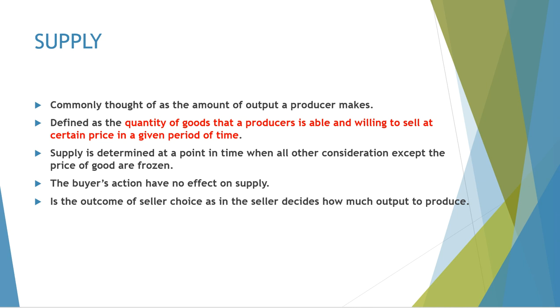It can be defined as the quantity of goods that a producer is able and willing to sell at a certain price in a given period of time. So in supply, the buyer's action has no effect on the supply. Tak ada kena-mengena langsung. You nak beli ke, tak nak beli ke, dia tak ada kena-mengena dengan supply. Dalam supply ni, dia memang bergantung 100% kepada producer tersebut. Kalau producer tu dapat produce banyak, then banyaklah kuantiti supply yang kita ada. Kalau producer tu dapat produce sikit, sikitlah kuantiti supply yang kita ada.